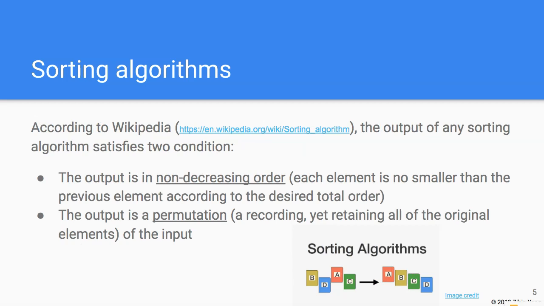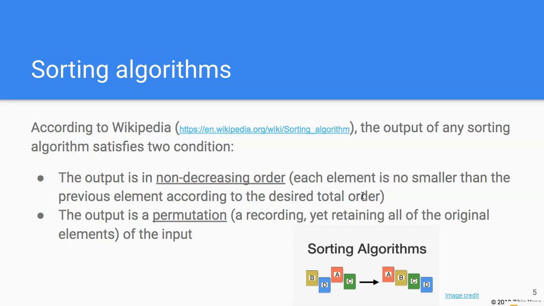And so now I just want to give a formal definition of what a sorting algorithm is. According to Wikipedia, the output of any sorting algorithm must satisfy two conditions. The first one is the output must be in non-decreasing order. That means each element is not smaller than the previous element according to some total ordering.